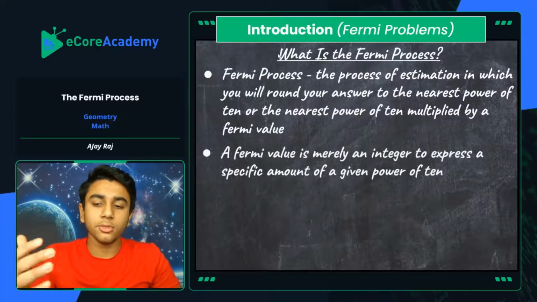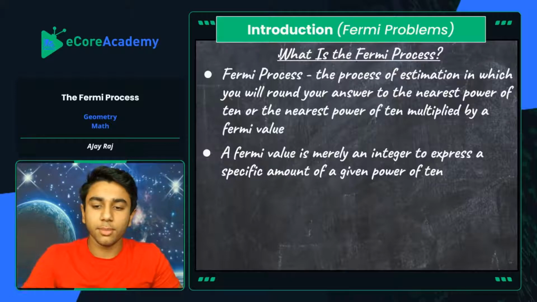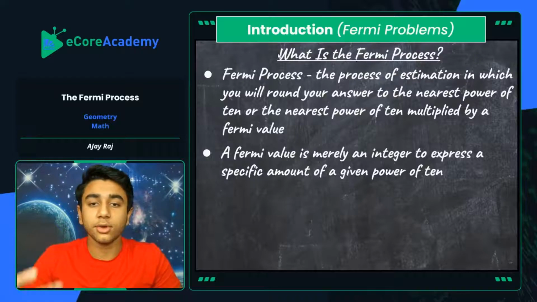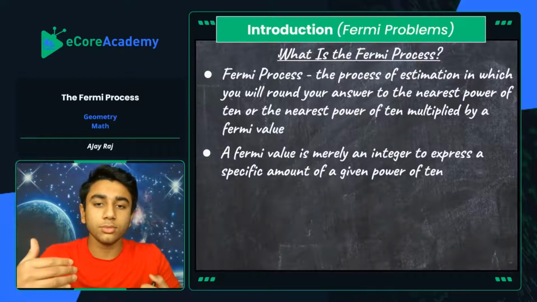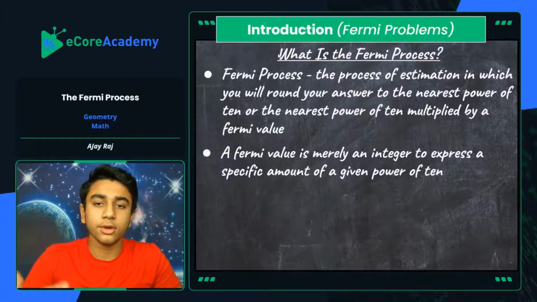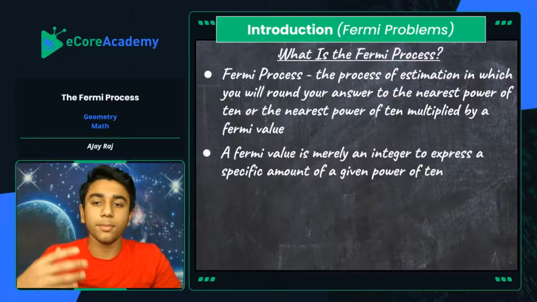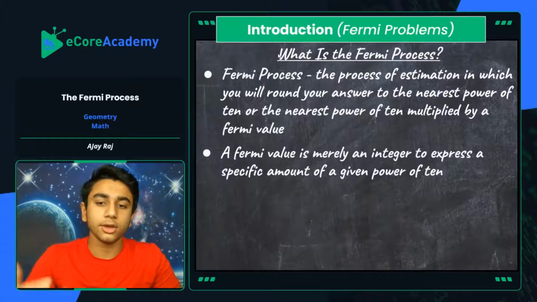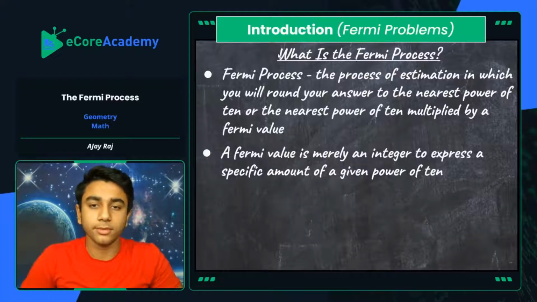And a Fermi value is merely an integer to express a specific amount of a given power of 10. So you can have 10 to the first, 10 to the 0th power, representing 1, 10 to the second, or even 10 to the third. And what you'll do is multiply that integer value by that given power of 10 in order to round off your answer of a given value. So you're going to have to calculate your given values, even through density problems, and you're merely going to round it to the nearest power of 10 or the nearest integer multiplied by that power of 10. So you have to have good rounding skills as well.